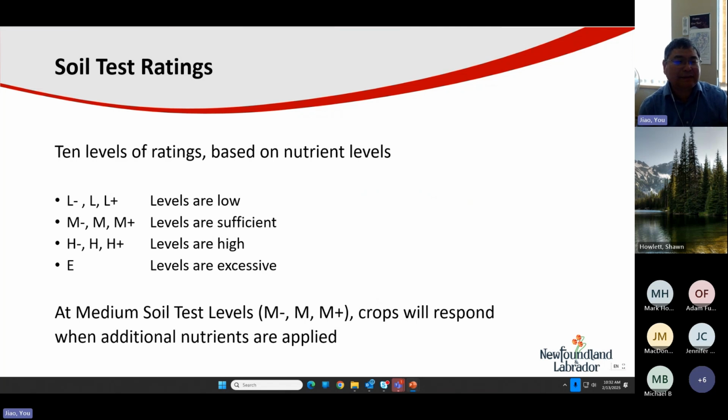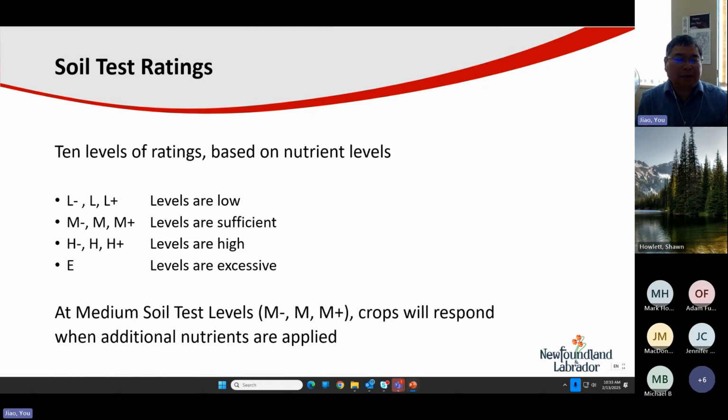For the soil test ratings, in total we have 10 levels of ratings based on nutrient levels. L minus, L, and L plus represent the low level, either very low, low, or low plus. M is for the medium level, either M minus, M, or M plus. And the high level, again, is high minus, high, or high plus. And E is for excessive. That means the nutrient level is at the excessive level, at a very, very high level.